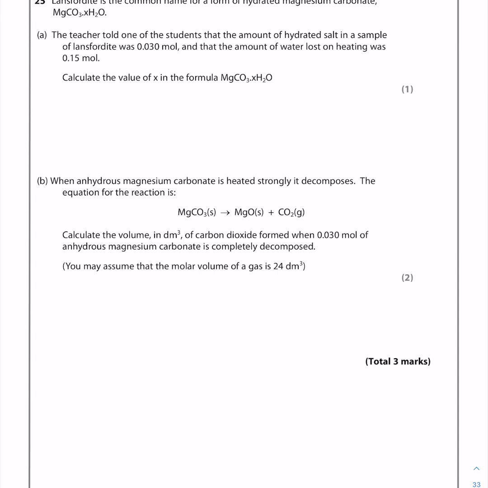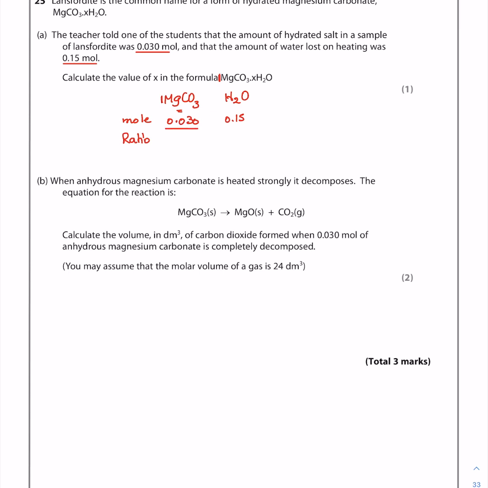Question 25: Lansfordite is the common name for a form of hydrated magnesium carbonate, MgCO3.xH2O. Part A: the teacher told one of the students that the amount of hydrated salt in a sample of Lansfordite was 0.030 mole and the amount of water lost on heating was 0.15. Calculate the value of x in the formula MgCO3.xH2O. Since he said the amount of hydrated salt is 0.030, the anhydrous magnesium carbonate is also 0.030, because the ratio between the hydrated and anhydrous magnesium carbonate is 1 to 1. If it is 0.030 mole of hydrated, it must give 0.030 mole of anhydrous. As for the water, he told me the water lost was 0.15 moles. Now we have the moles, and what remains is to find the ratio between them to know the value of x.